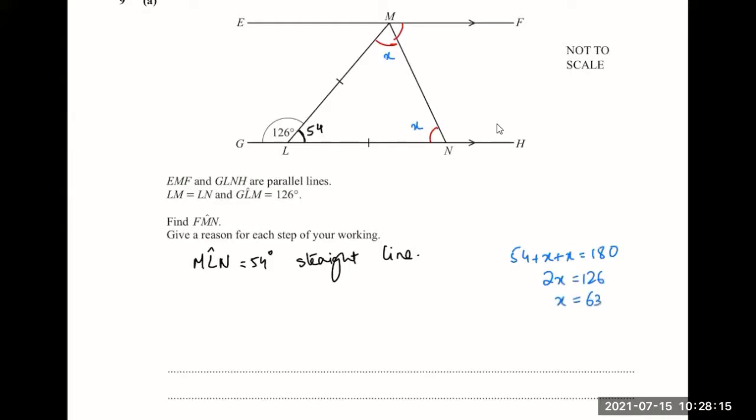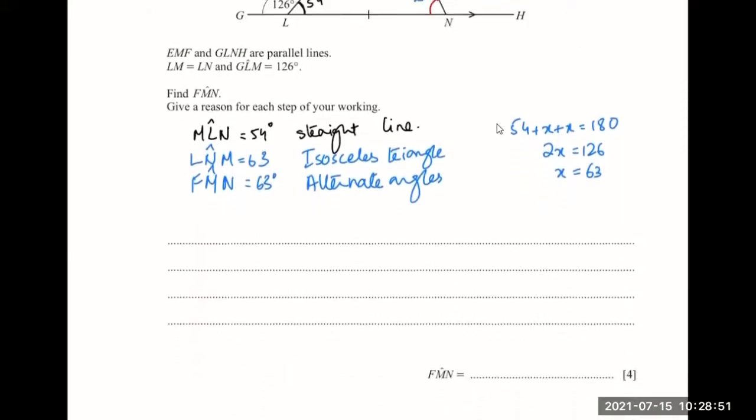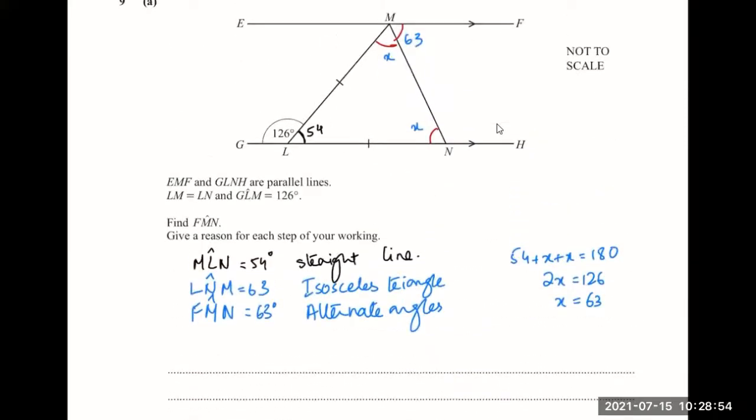So I can say that angle LMN should equal 63 because of isosceles triangle. Then FMN should equal 63 as well. Why? Because I see a Z being constructed. When a Z is formed, what do we call it? We call those alternate angles. Okay, so I've given you a reason for my working. That's 4 marks for me. Any questions on these?